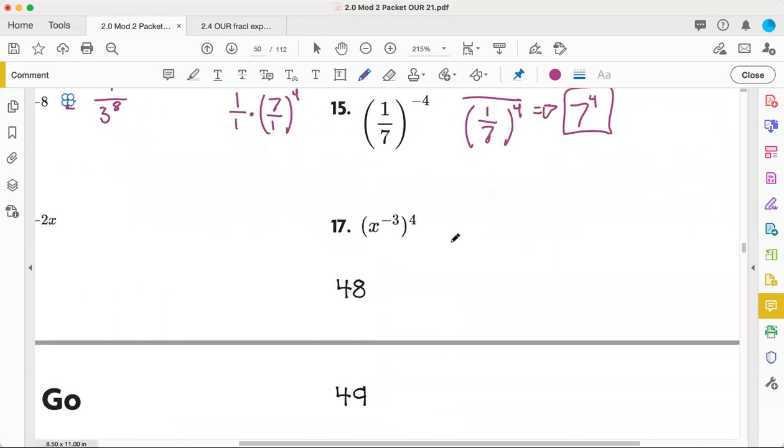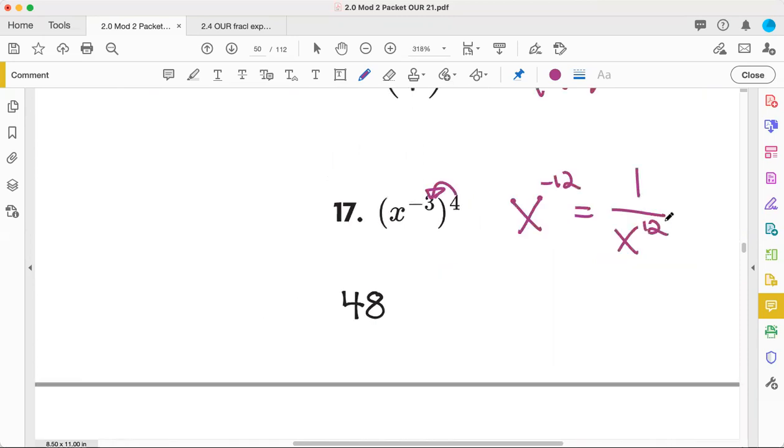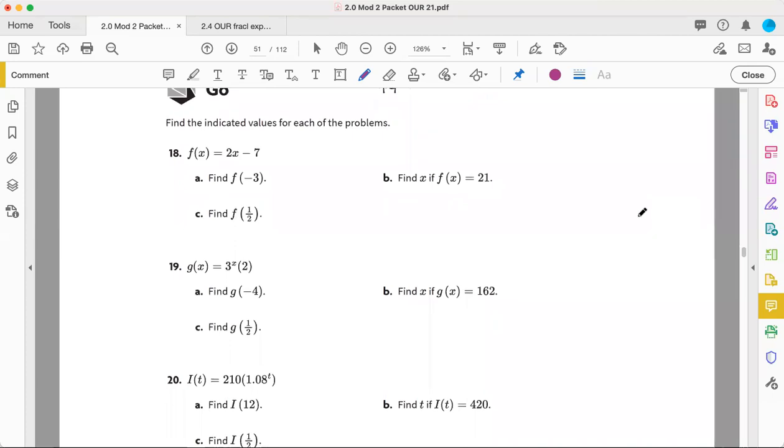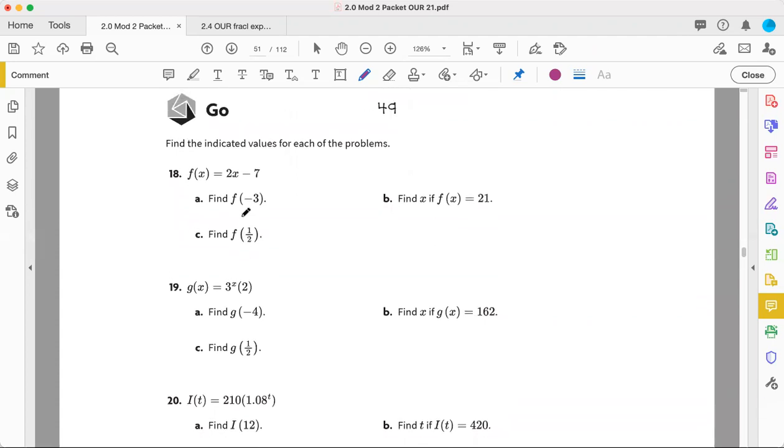We'll do 17 as well. We have parentheses. What do? Hop the fence. So this is x to the negative 12th power, which we can rewrite as 1 over x to the 12th with a fraction. There we go. The Go just has you plugging in numbers for parts A and C. Use a calculator if you'd like. We'll see what B is all about though.